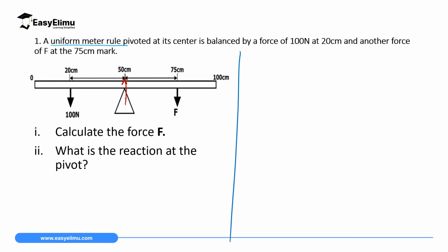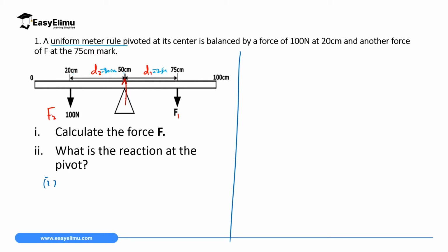For the first one, we are going to use the principle of moments, which says the sum of clockwise moments is equal to the sum of anticlockwise moments. So if this force of 100 Newton, we give it F2, and the distance from the pivot, we give it D2, and then this F which we are looking for, we give it F1, and the distance from the pivot, we give it D1. In this case, D1 is 75 minus 50, which is 25 centimeter. Then D2 is 50 minus 20, which is 30 centimeter.